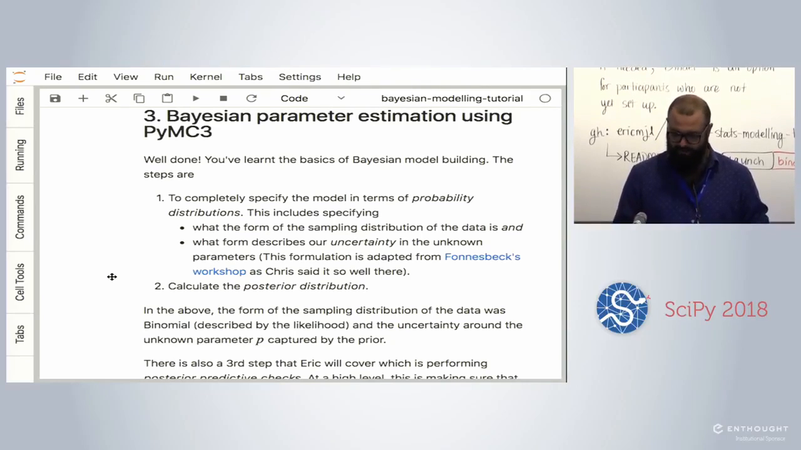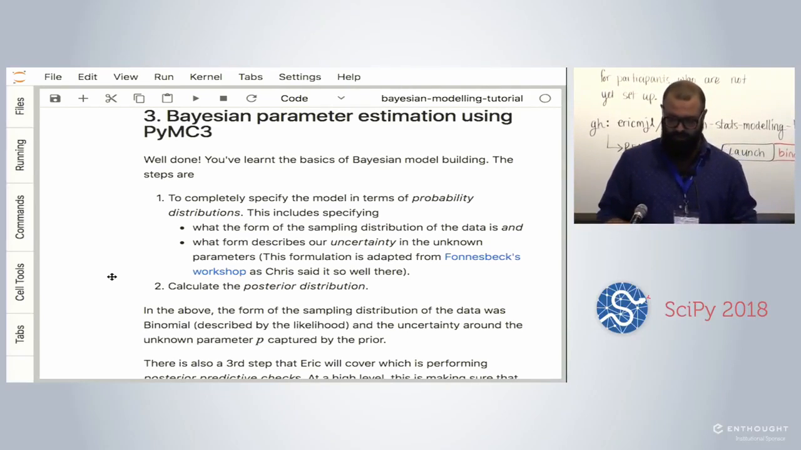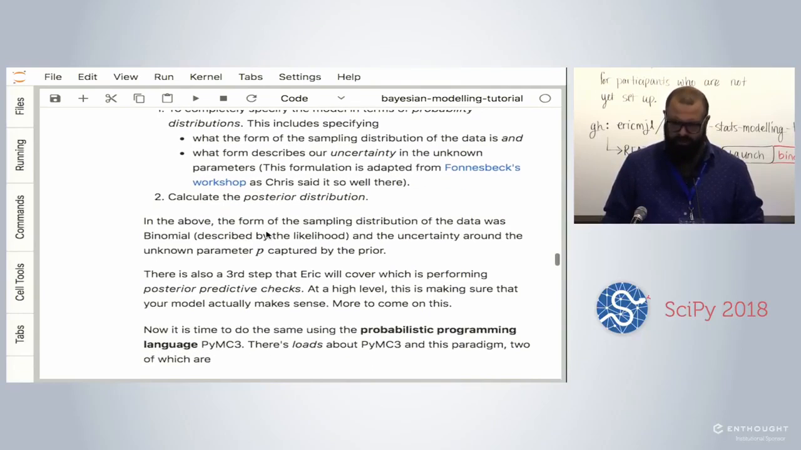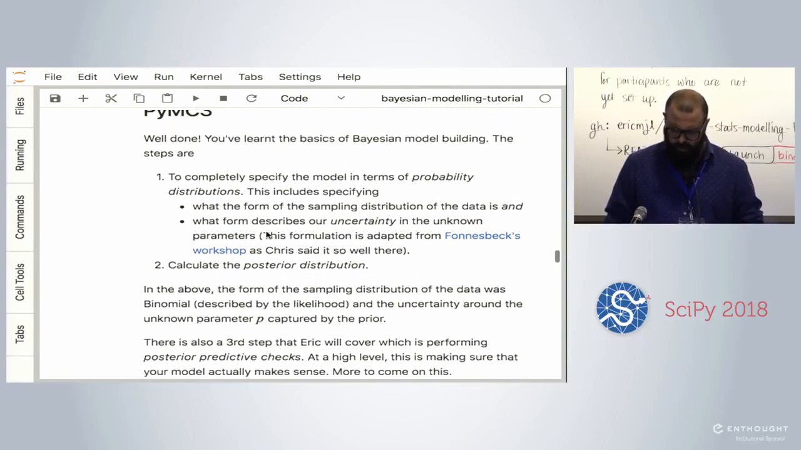Now, this formulation is adapted from Chris Fonsbeck's workshop. I think it's literally stolen from Chris Fonsbeck's workshop, but I didn't want to put that in writing. I'm putting it on video.